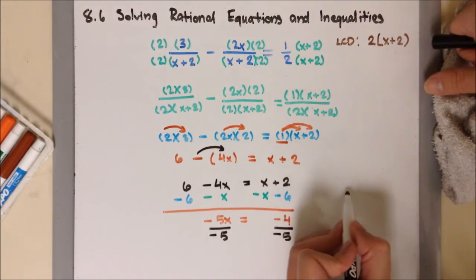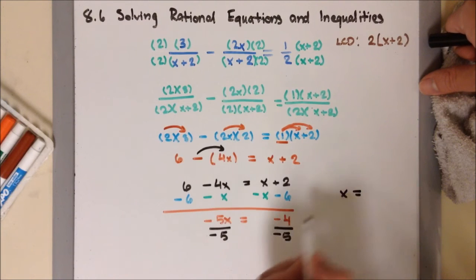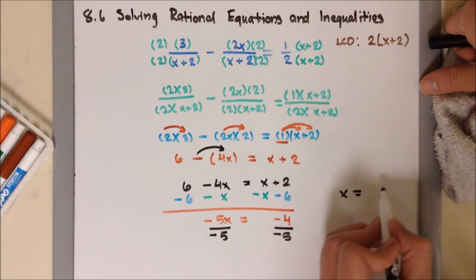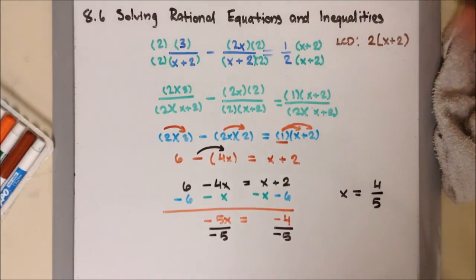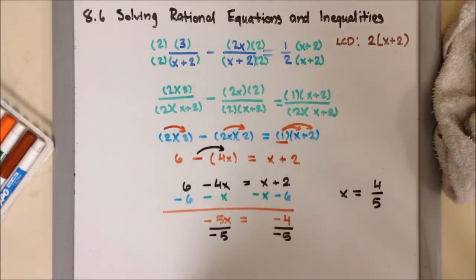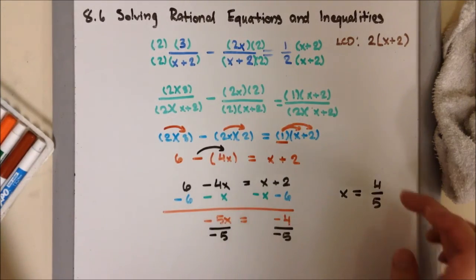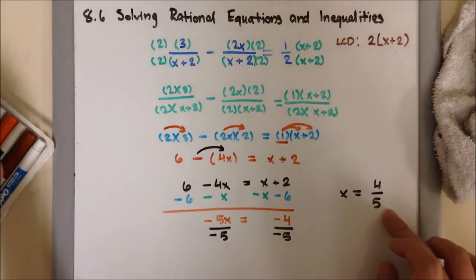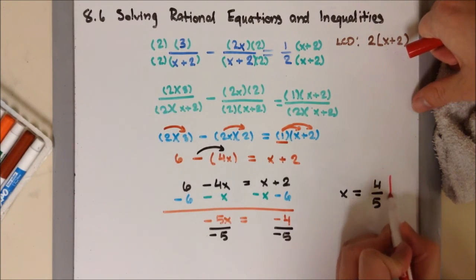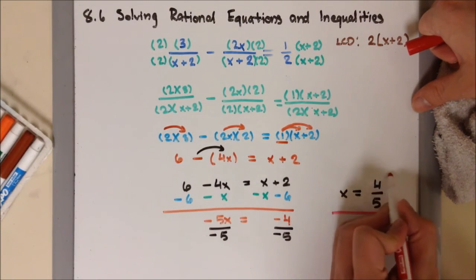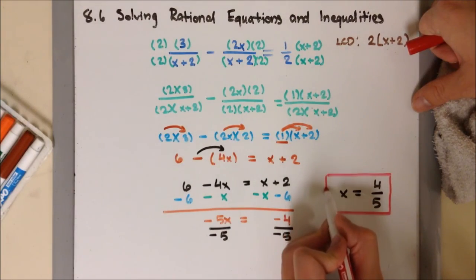So I'm going to have x equals negative 4 divided by negative 5. Since both parts are negative, it will become positive 4 over 5. And that's going to be in simplest form because there's nothing common between 4 and 5. So this is your simplified answer, or simplified fraction. So this is our final answer, 4 over 5.